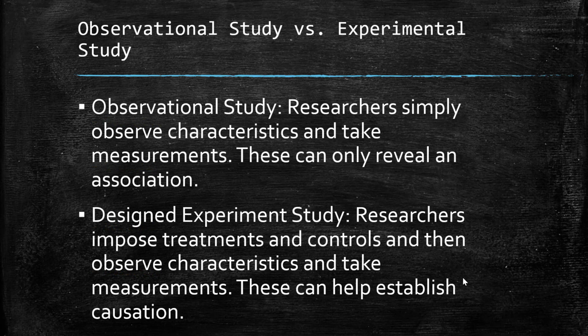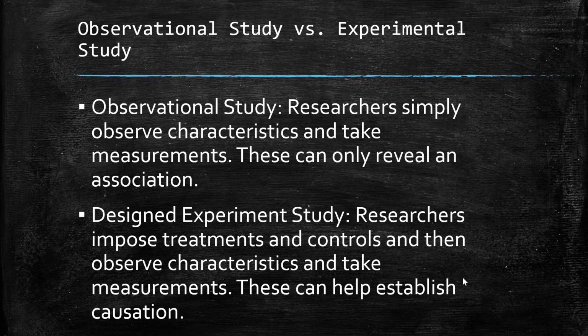The next section on this is the observational study and experimental study. So observational studies are just when you observe something and you can take measurements, but you're observing. You're not doing anything to a person. And because of that, you can only reveal an association, right?